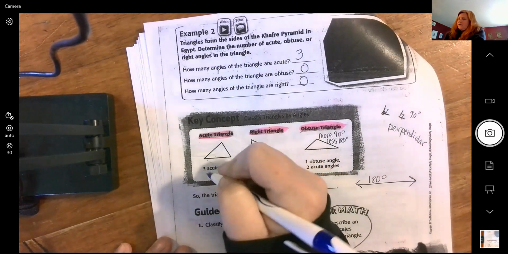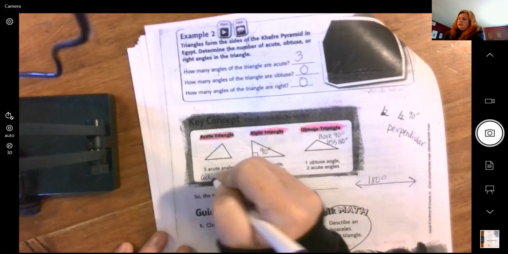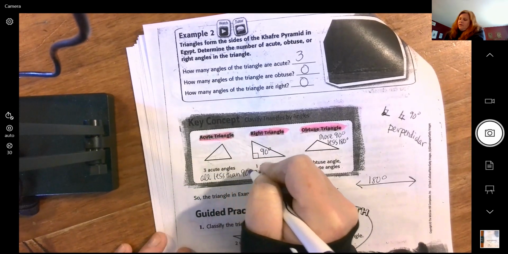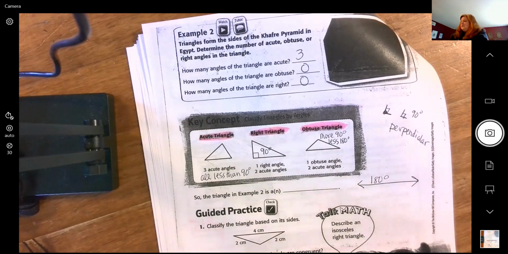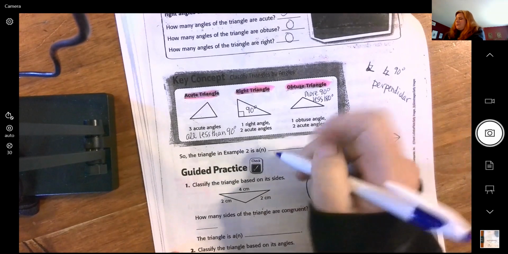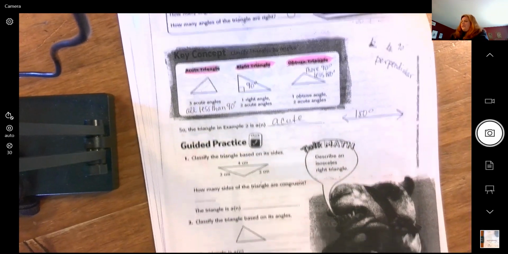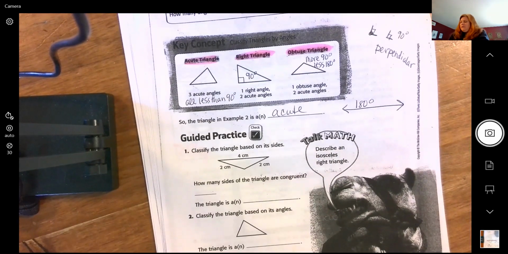And this one has all angles less than 90. They don't have to be equal, just less than 90. So the triangle up above is an acute triangle. All right, so we're going to look at our triangle down here.